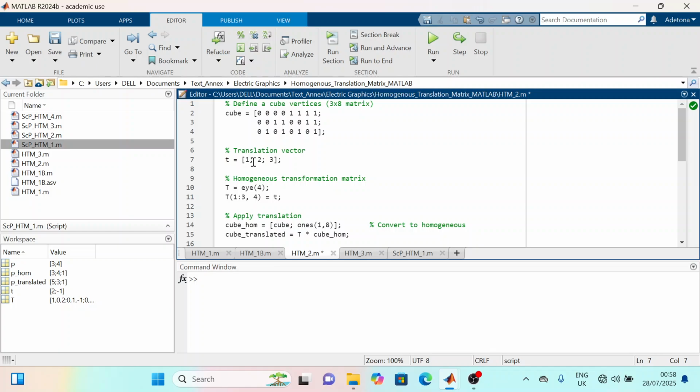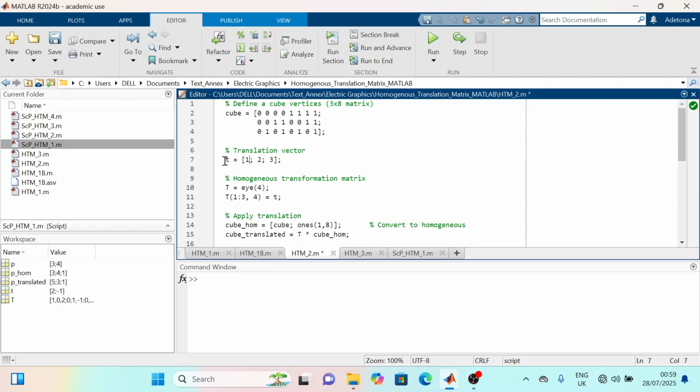The position of y, no matter where they are, we are moving them 2 units away. And for z, we are moving z 3 units away. And we have now been able to generate the cube. And from here, we are preparing to be able to have the homogeneous transformation matrix. To do that, we need to denote the translation vector, and this is it here.